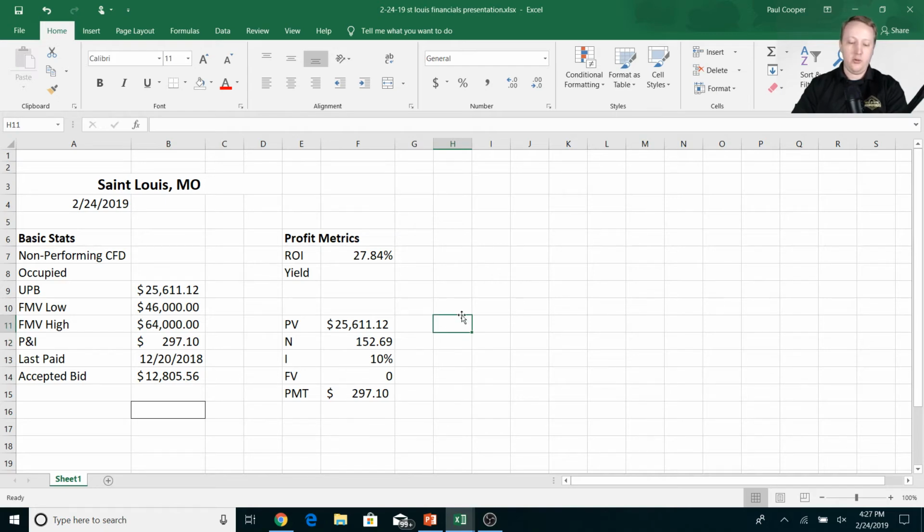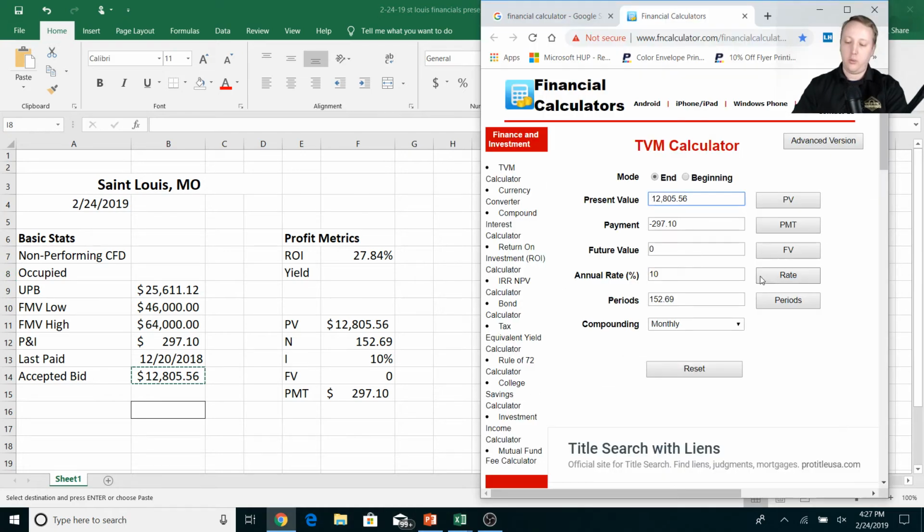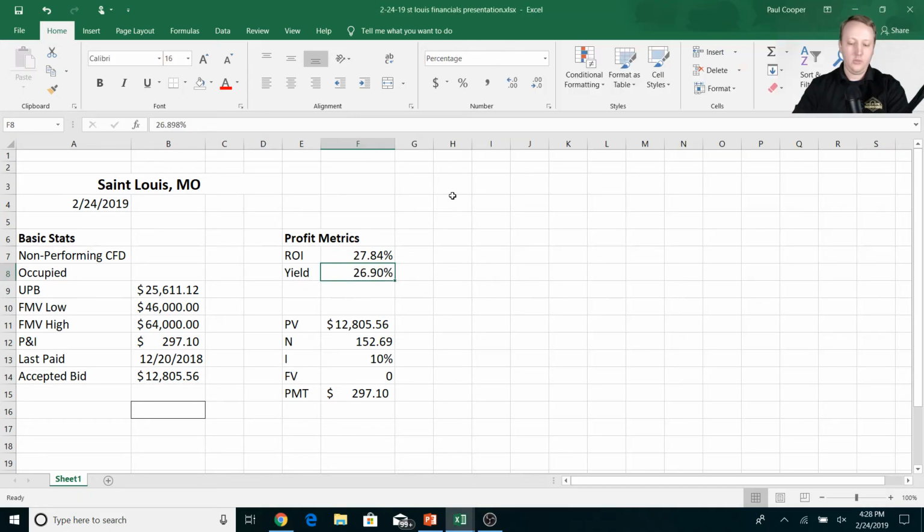So what we're going to do now, though, is we're just going to go ahead and remove this, and we're going to copy and paste. All right, so now what we're going to do is we're going to substitute our accepted bid price in for our present value. And now what we're going to do is calculate our yield. So you'd go to annual rate, click on the rate button, and that gives us our yield, 26.898. So if you look here, we've got our yield in and our ROI.